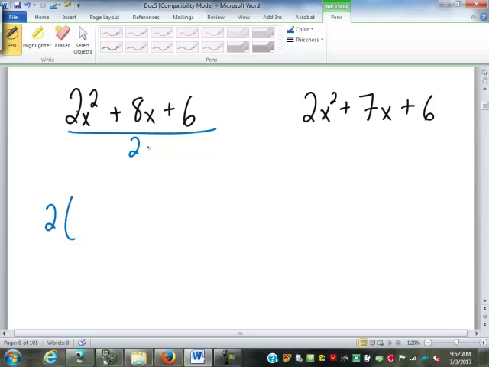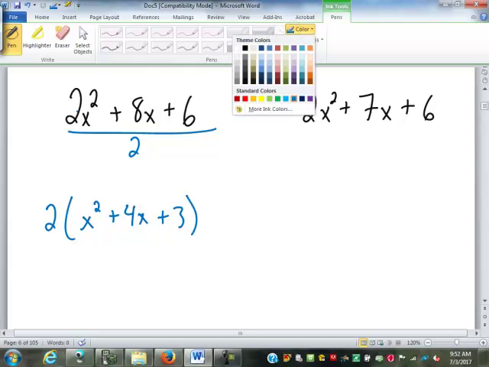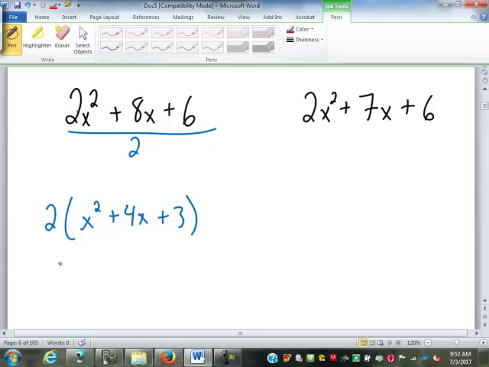What did I just do there? There's a common factor of 2. All the numbers can be divided by 2. So that becomes 2 times x squared plus 4x plus 3. Now, we've taken out the common factor. Does not mean we're done. That 2 is still there.